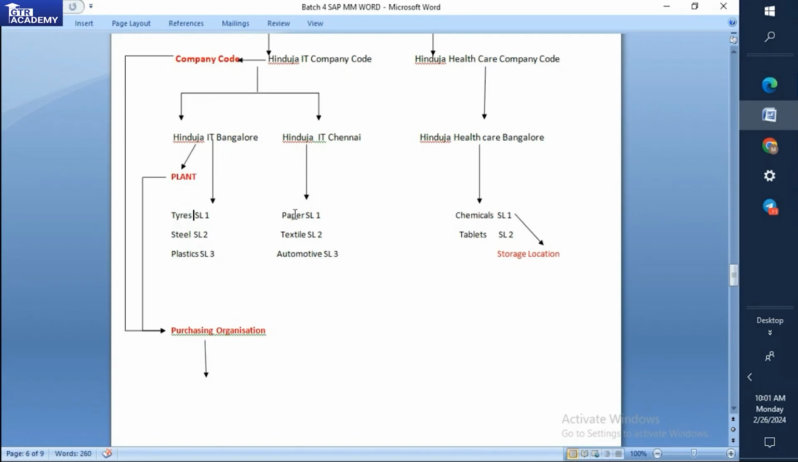Suppose I take car manufacturing. Whatever the requirements for car manufacturing, Hinduja IT Bangalore will manufacture all the materials in the Bangalore plant, and they will store them in their plant only, by differentiating the storage locations. Like tires, steel, and plastics, like that.